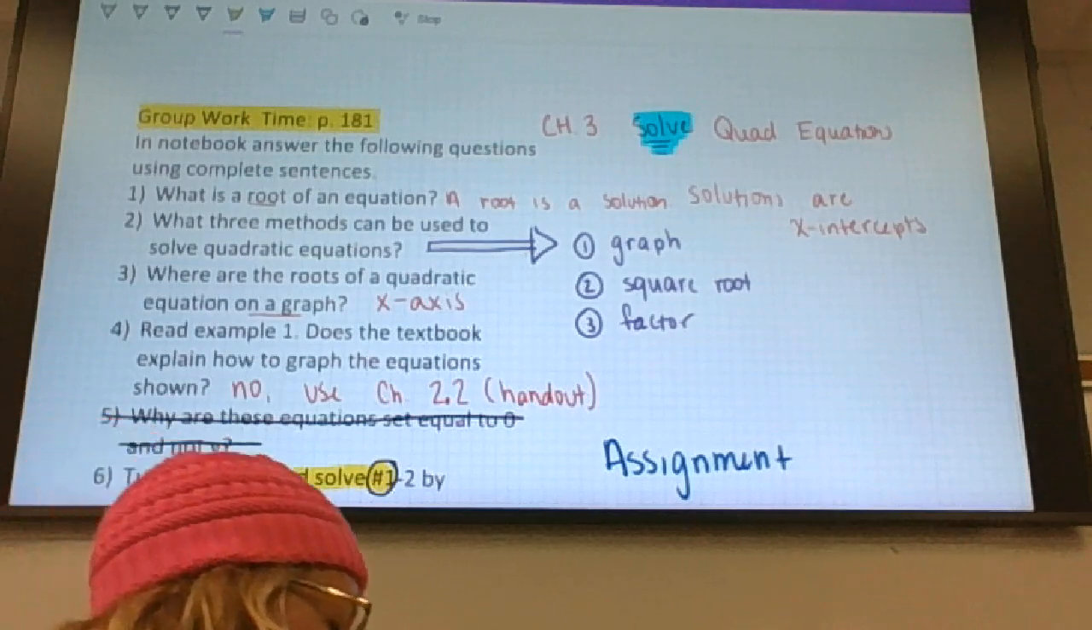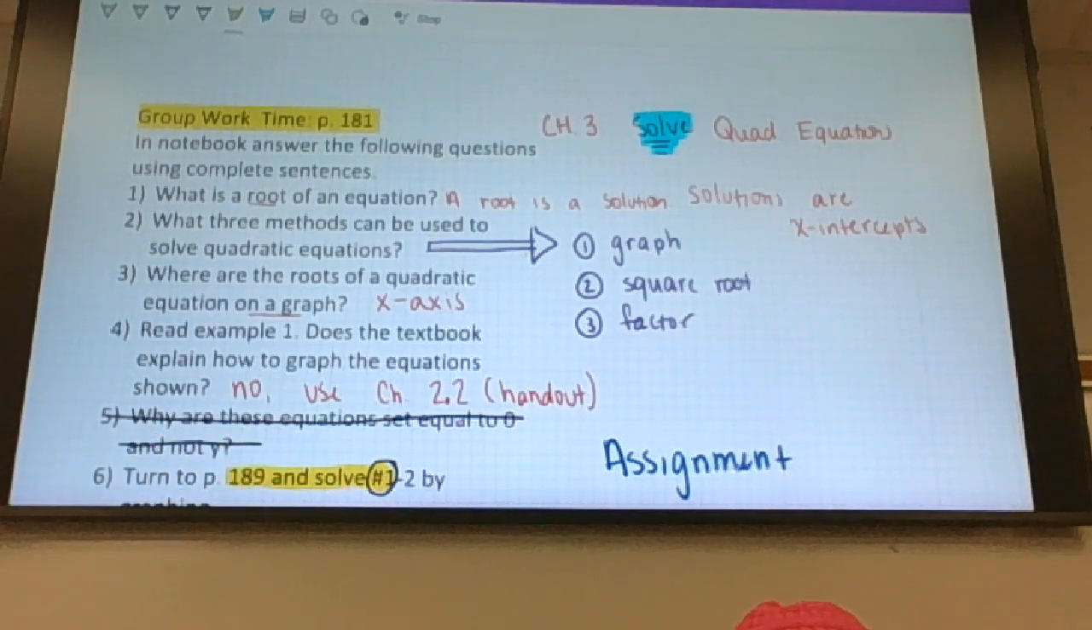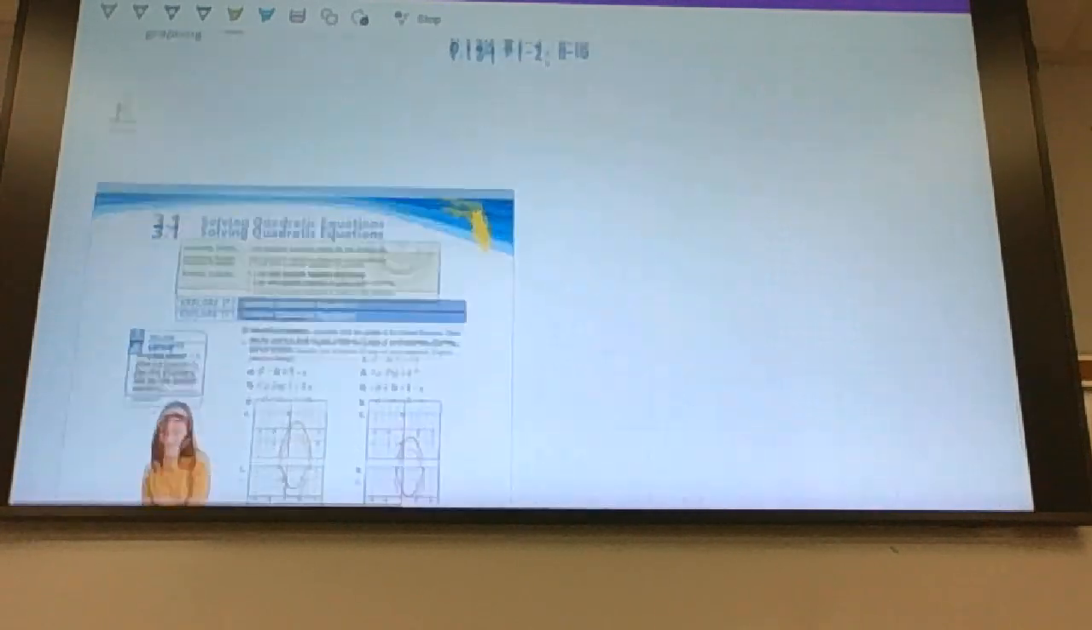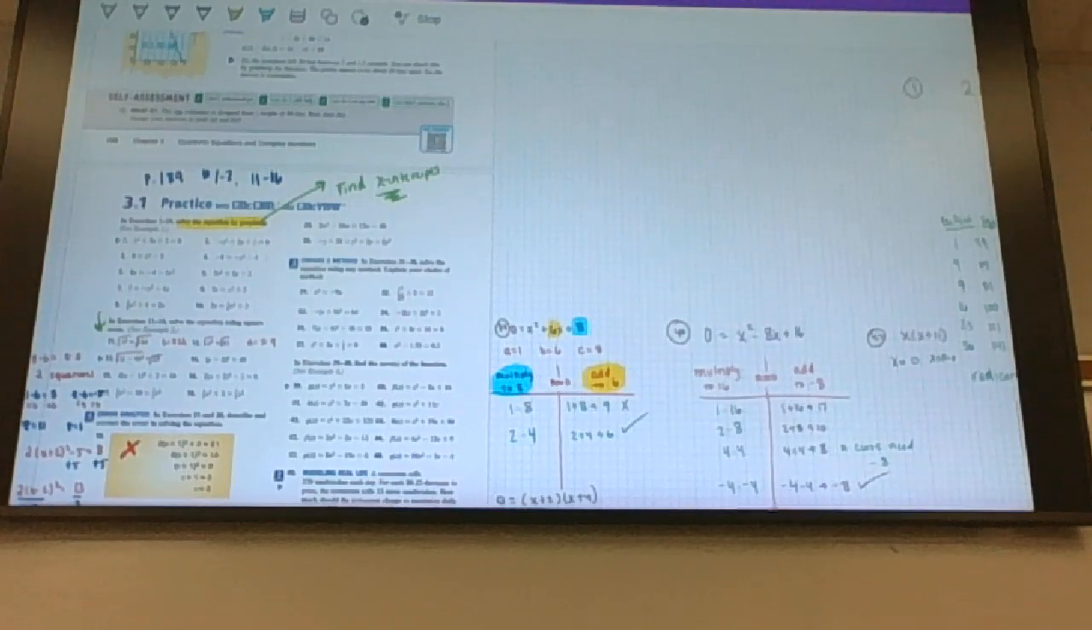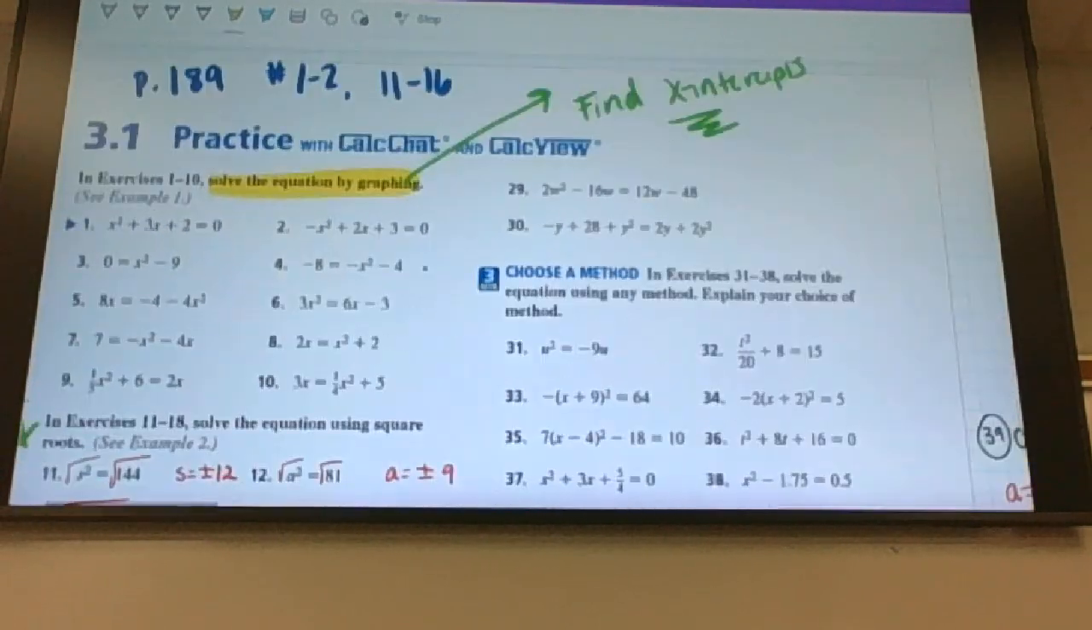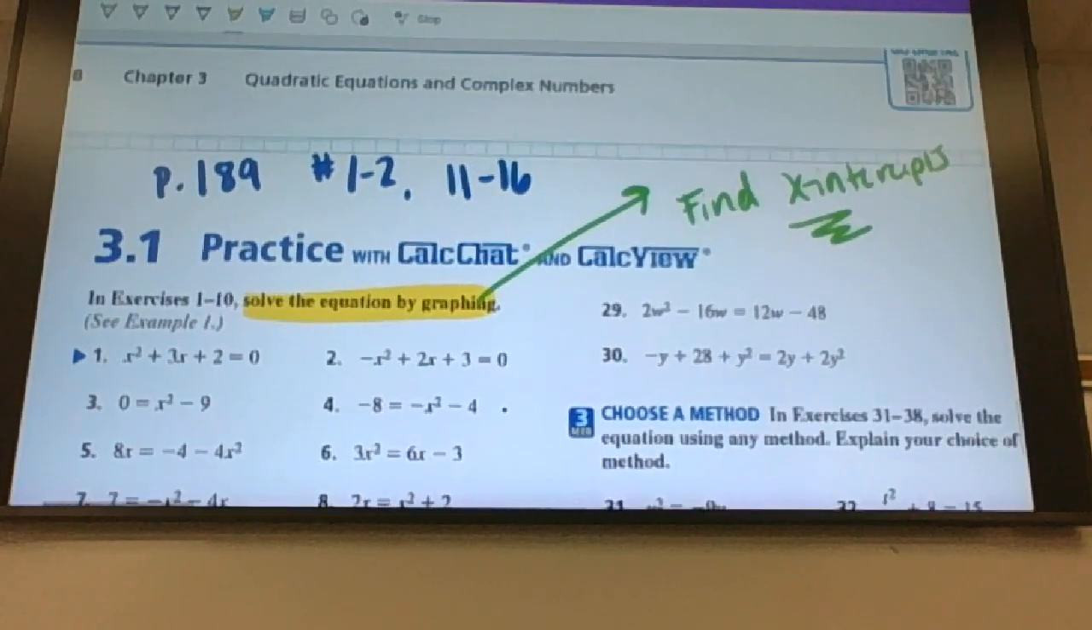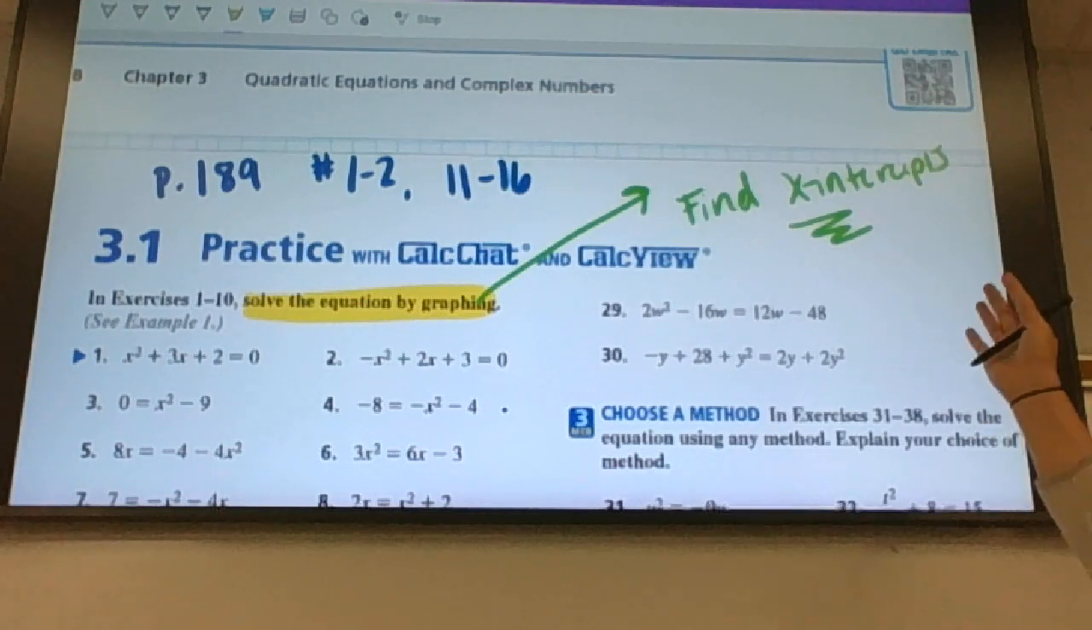I'm going to go through it very quickly. I gave you guys some time to start. I'm going to jam it out now. I'm going to page 189 and doing number 1. What? It's not done, is it? Oh, I went ahead and made a big note for myself. Oh, solve by graphing, that means find the x-intercept.